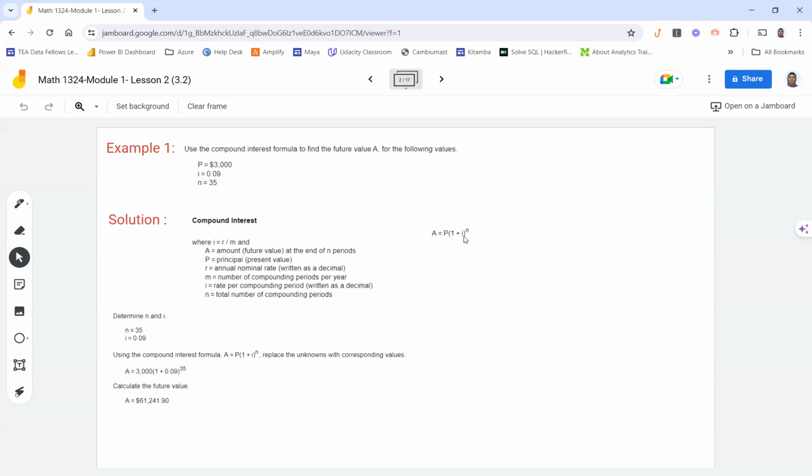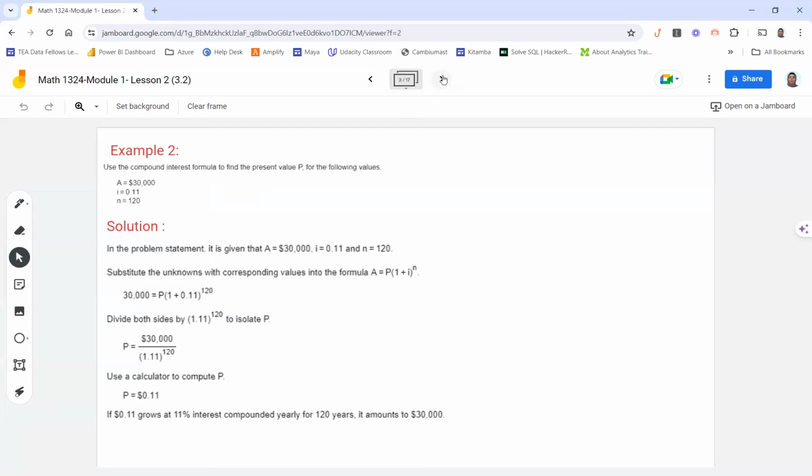So we don't have to find R over M because they just gave us the I value. So we're going to use this formula. A is equal to the principal money, which is 3,000 here, times (1 plus I), where I is given as 0.09, to the power of 35. Because this is yearly, it doesn't say quarterly or semi-annually, this is just 35. And then using a calculator, you can find the answer.